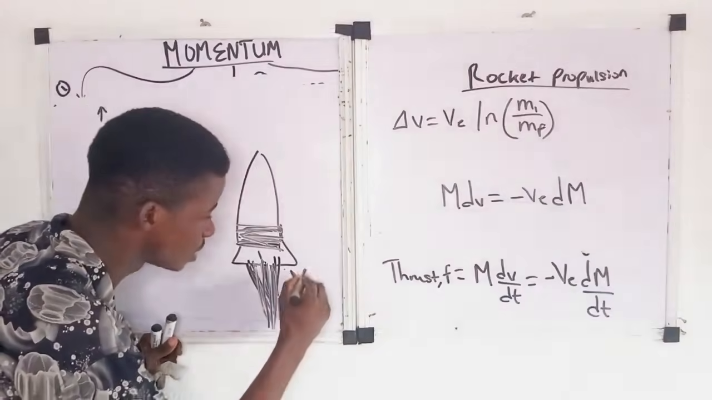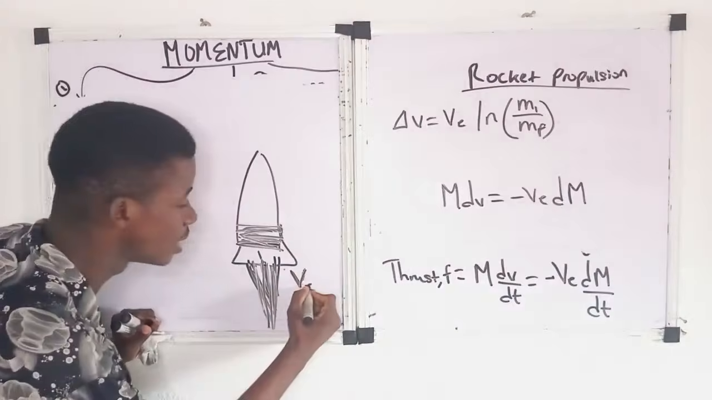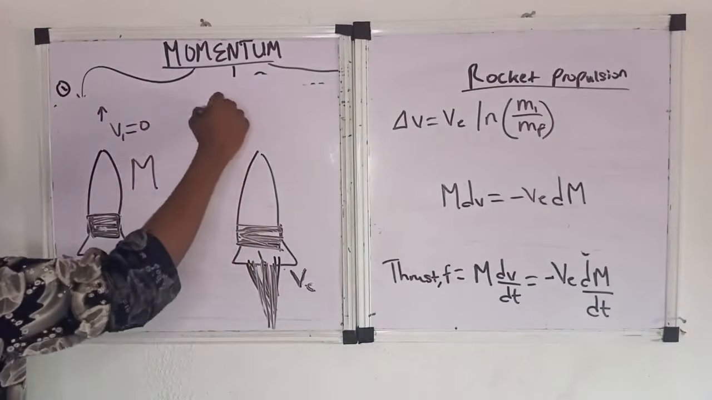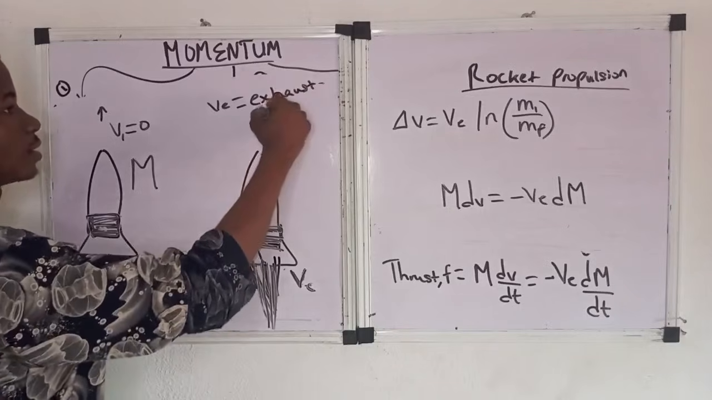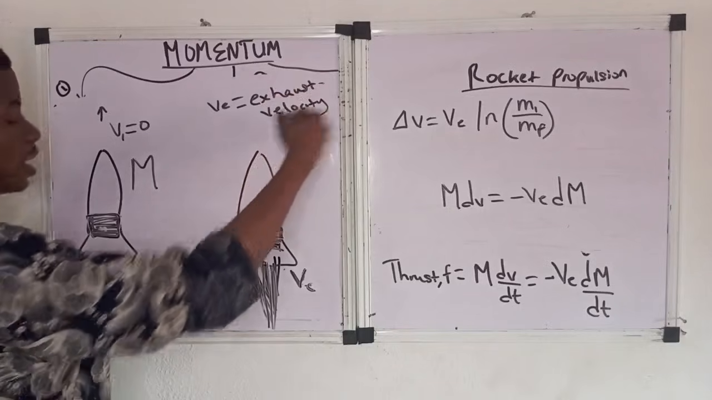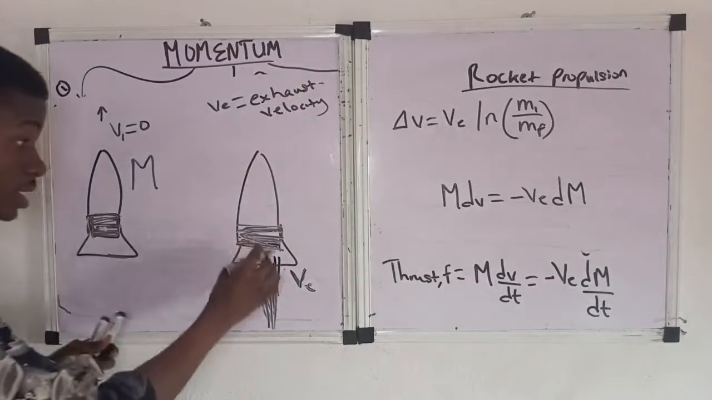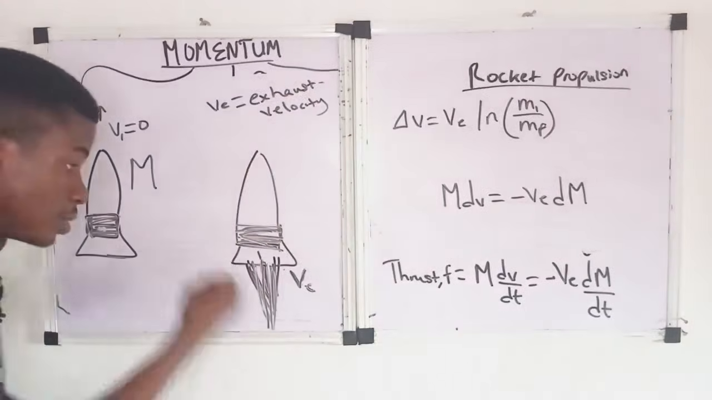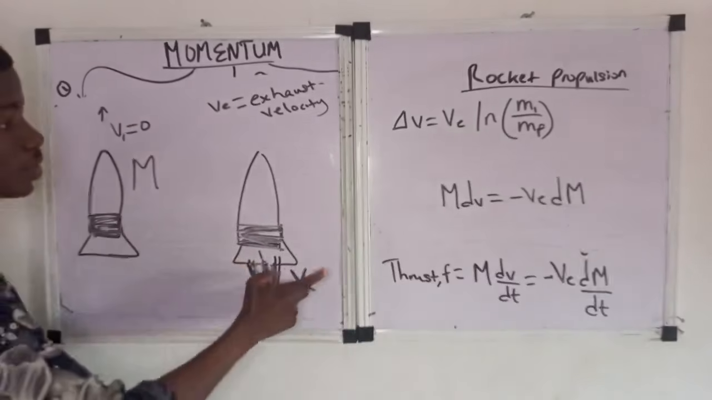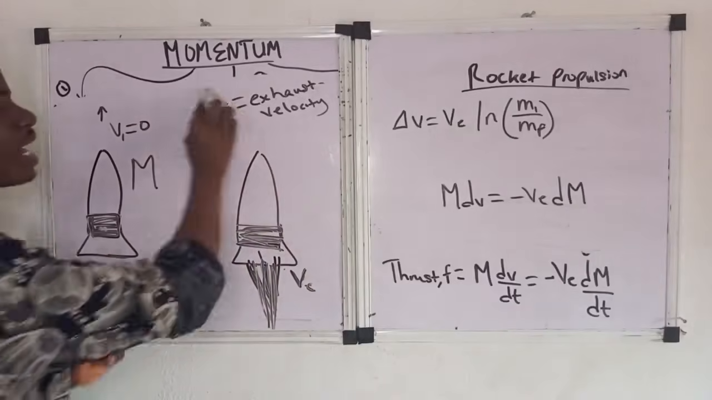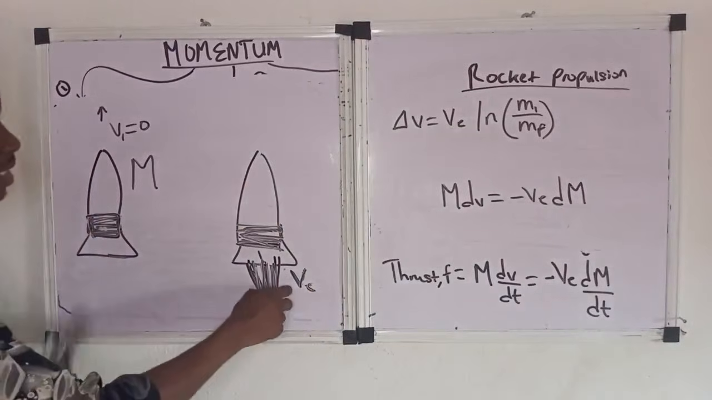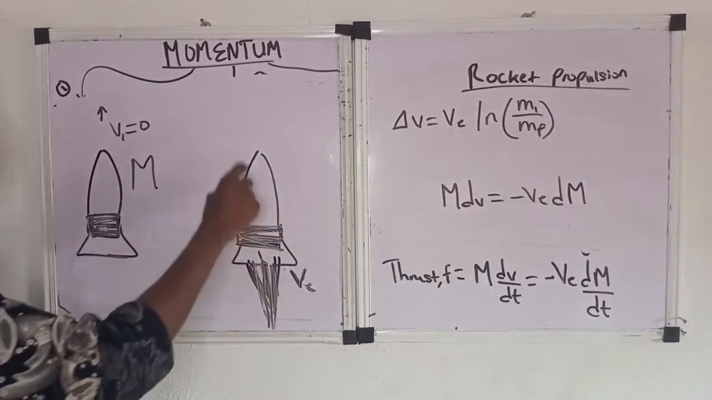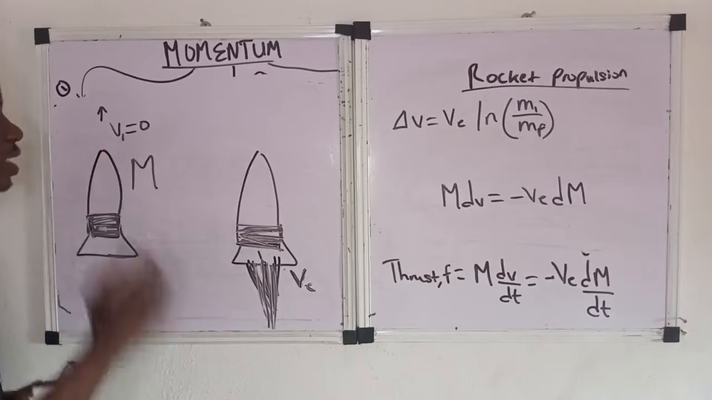V subscript E is known as the exhaust velocity. Exhaust velocity is the velocity with which the fuel is burnt. So this V is the exhaust velocity, in this direction, with respect, or relative, to the rocket.